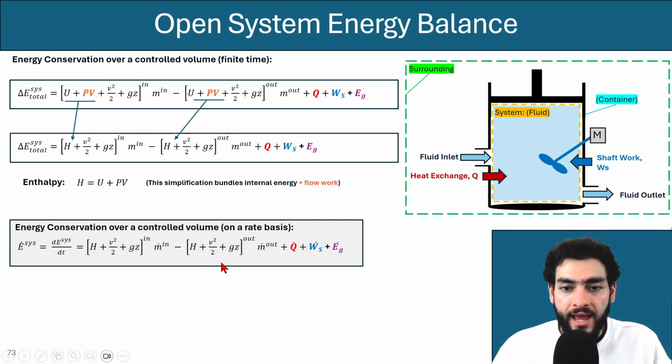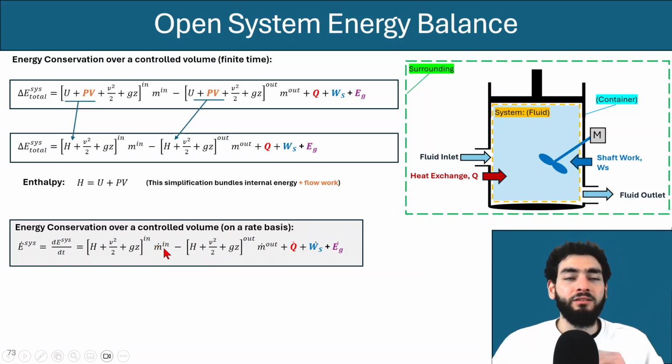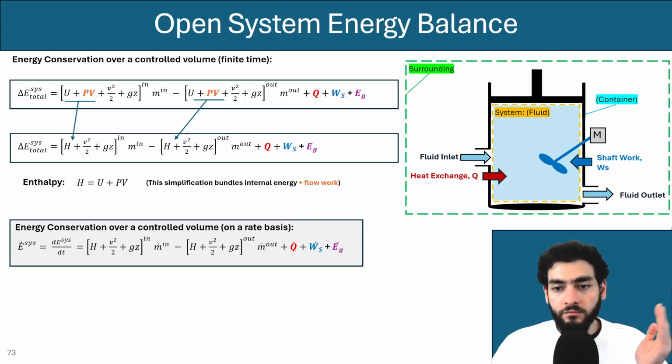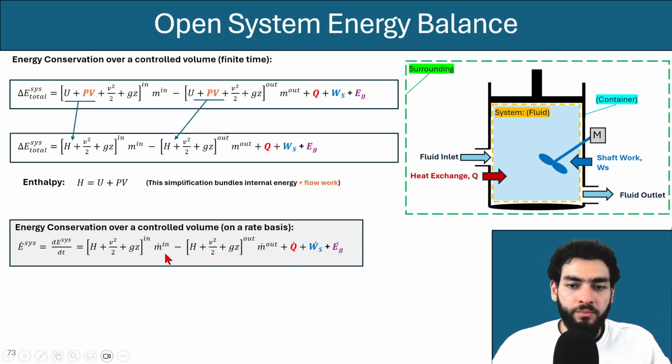And so now what changes in how I'm expressing this is really not so much. In fact, only the mass flow term over here, I've put a dot on top to represent that I'm talking about a mass flow rate. And so this would be probably kilograms per time, so kilograms per second or kilograms per hour.